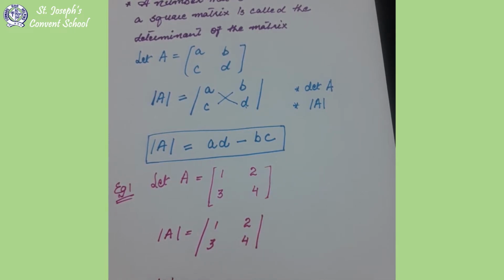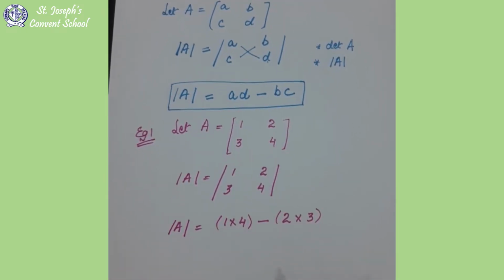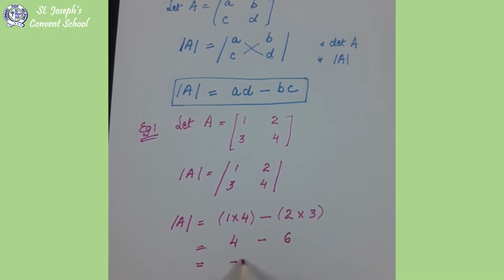How do you multiply? First and last, 1 into 4, then minus sign, you multiply 2 into 3. We multiply first into last, 1 into 4, and 2 into 3, cross multiply, and between them a minus sign. So 1 into 4 is 4, minus 2 into 3 is 6. Subtract: 4 minus 6 is minus 2, with the sign of the greater number. This is the answer of determinant A.